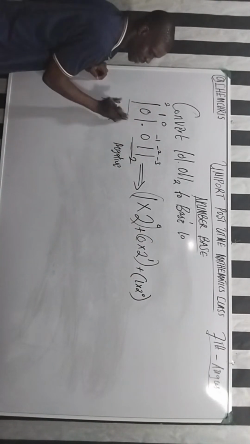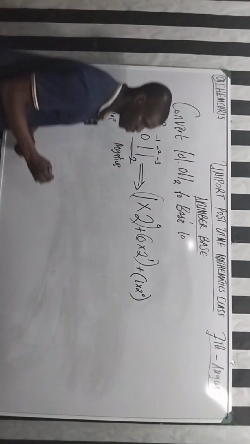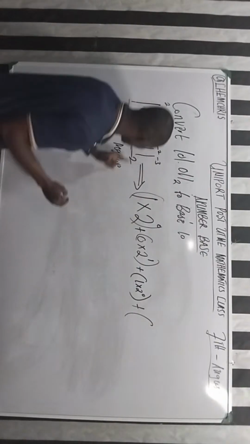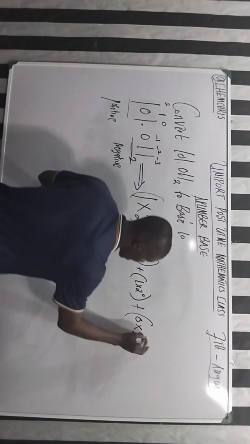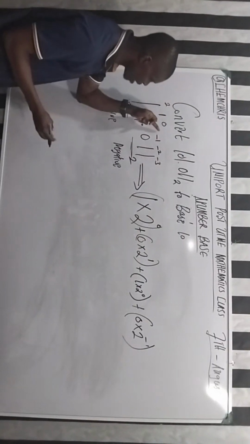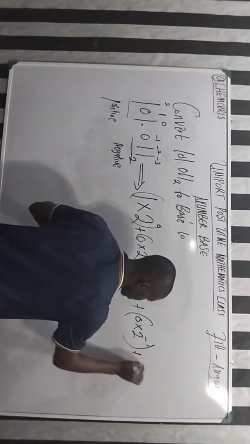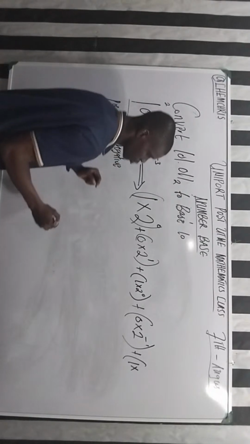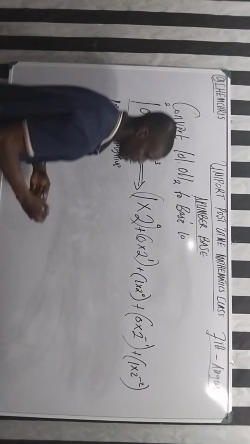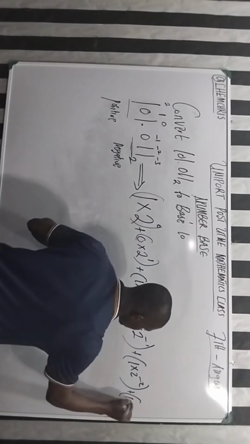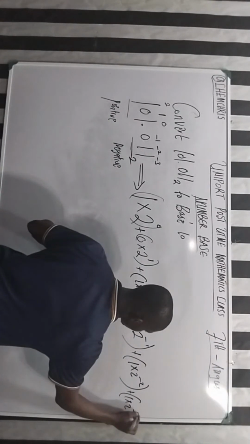Now let me talk about the negative aspect. After the point, we have this one here, so that will be plus. Here we have 0 times the base, which is 2, raised by minus 1. Then plus, here we have 1 times 2 raised by minus 2, right? Then plus 1 times 2 raised by minus 3.